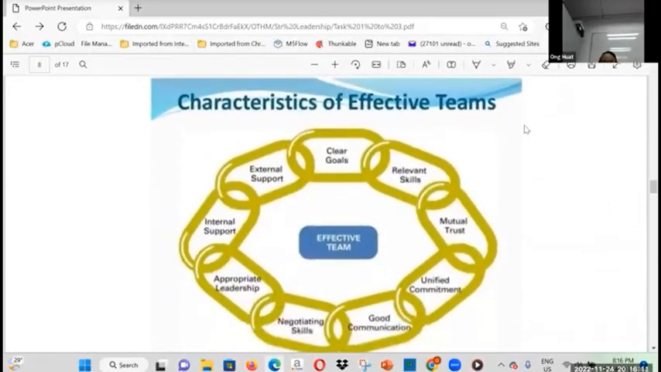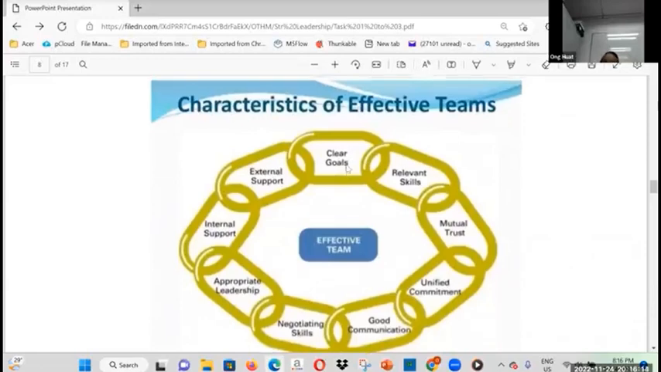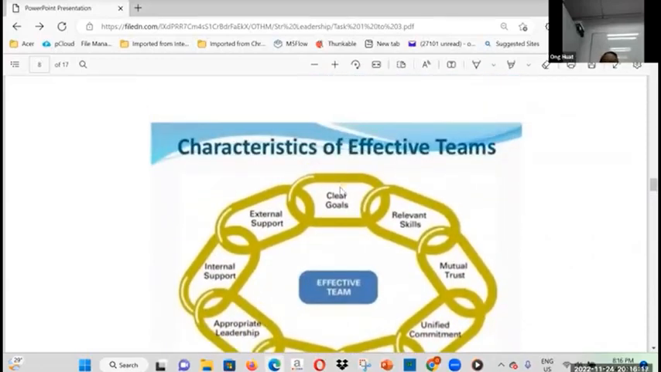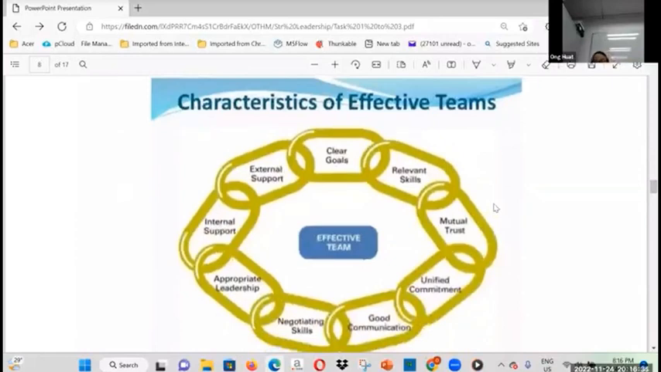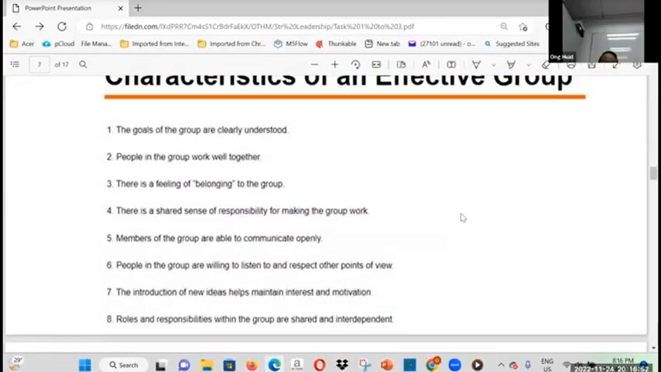So we start off with a clear goal. You see, the goal of a team is a bit different from the goal of a work group, right? In a work group, the goal may not be as clear as in a team. So a team must have a clear goal, the skill set must be relevant, interest must be relevant, and trust is very important. Mutual trust is very important to put the team together. But for a work group, this is not so important because we don't mention any trust here, right?